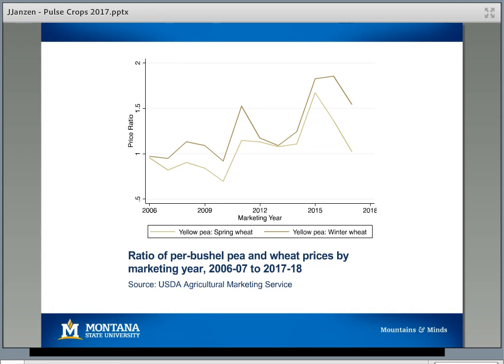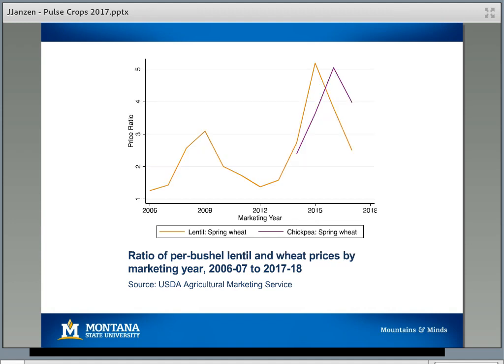So, for example, between 2005 and 2013, the ratio of pea to wheat prices was around 1 to 1. Maybe moved up a little bit above that, maybe a little bit below that, depending on if you looked at spring wheat or winter wheat, but in that range. We'd say that was a normal price ratio. And then in the last couple of years, that ratio has gone up over 2 to 1. In that case, it made pulse crops look like a really good option because the prices for those crops were much higher relative to the price of competing crops.